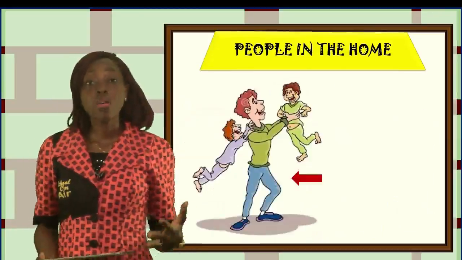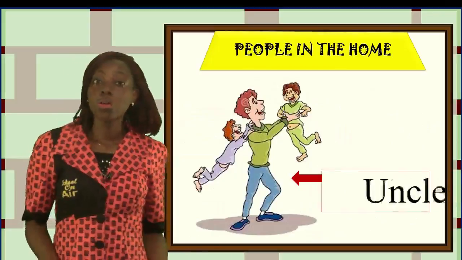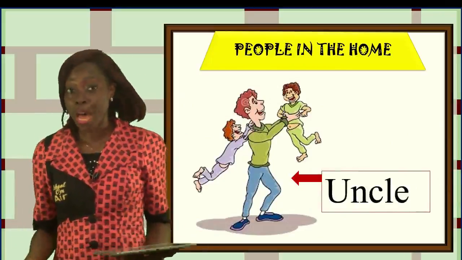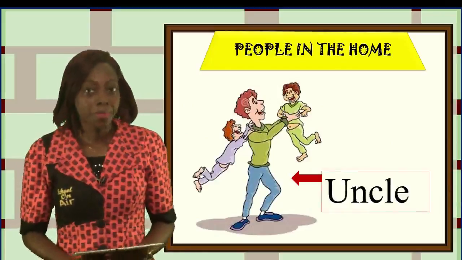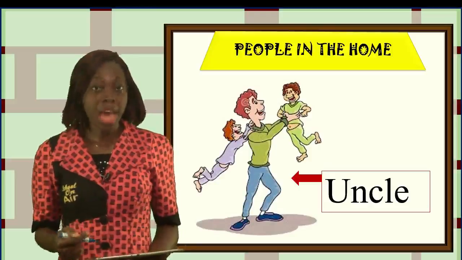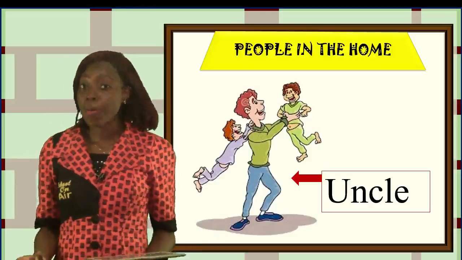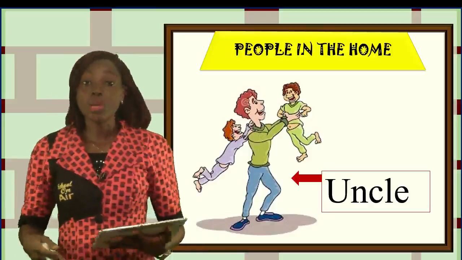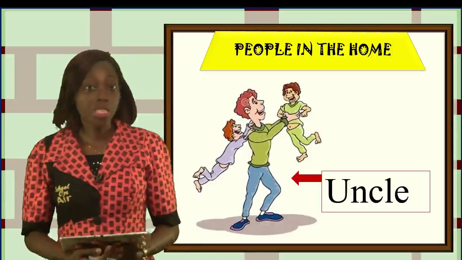We also have uncles. Uncles or aunties. All these people can also be found in the home. Now, first of all, they have homes that they also live in. Apart from that, they can come around to your own home to visit. So we can say there are also people found in the home.